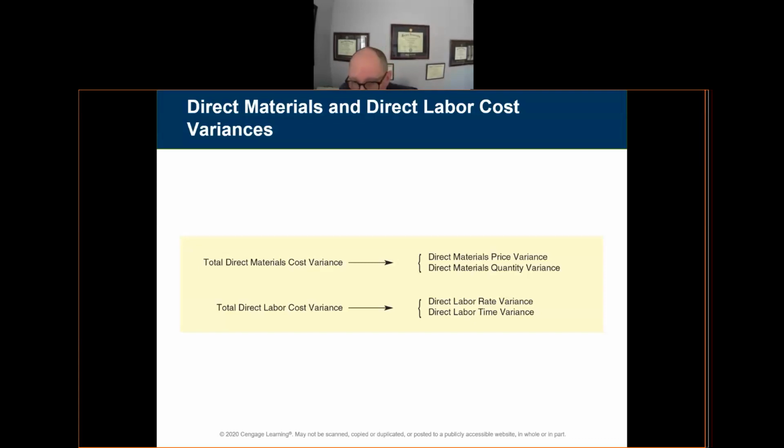We'll do the same thing with labor. We'll look at the direct labor rate variance, actual to the standard, and the direct labor time variance, actual to the standard.